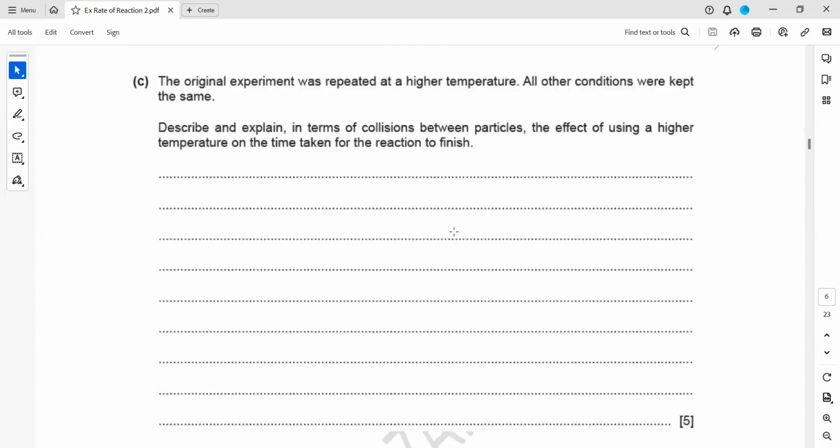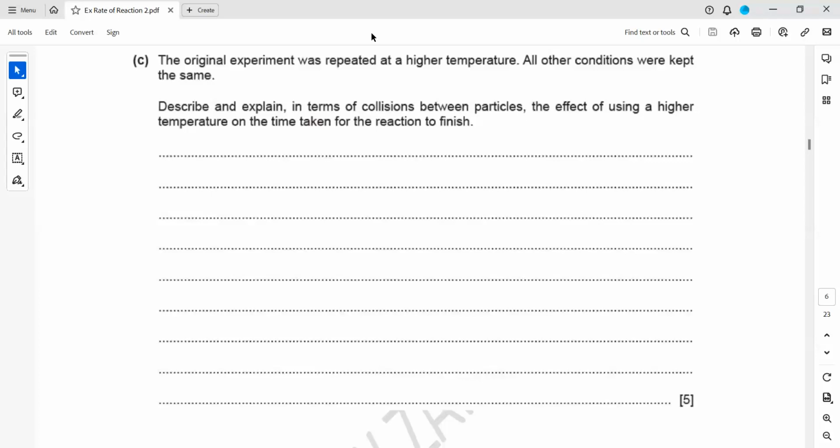Then the original experiment was repeated using a higher temperature, and explain in terms of collisions between the particles. And it's again a 5-mark question. So how are the marks distributed here? First mark, when you mention increasing the temperature, the particles have more energy. The particles will move faster. There will be more collisions or higher collision frequency, or a greater number of the particles have energy more than activation. So this reaction will take less time.